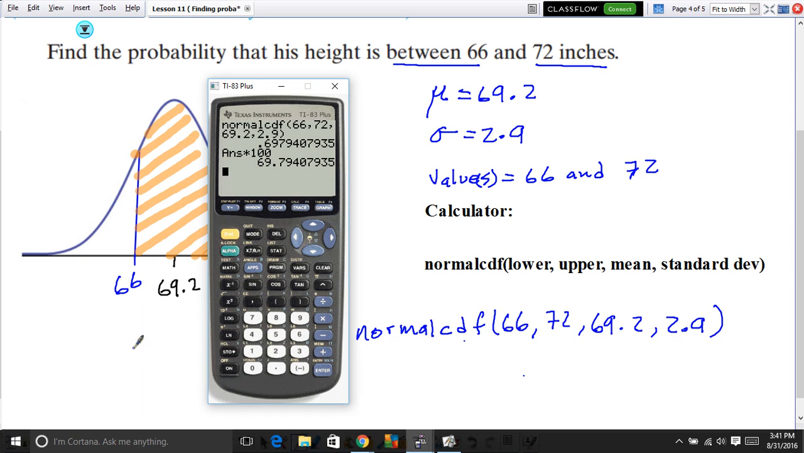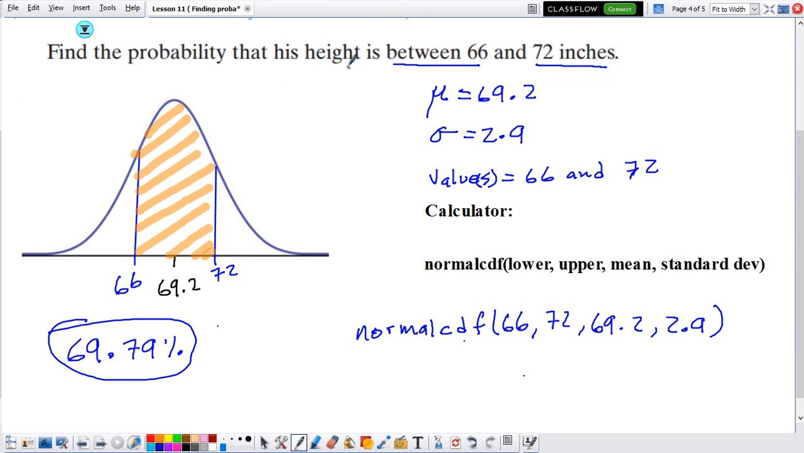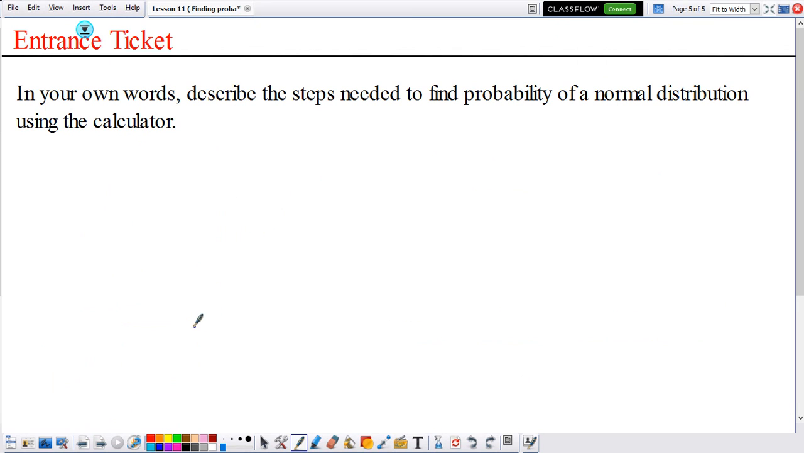So that means that we have a 69.79% probability for the height of the person to be between 66 and 72 inches. So now, here's your entrance ticket. In your own words, just describe the steps needed to find the probability over a normal distribution using the calculator.